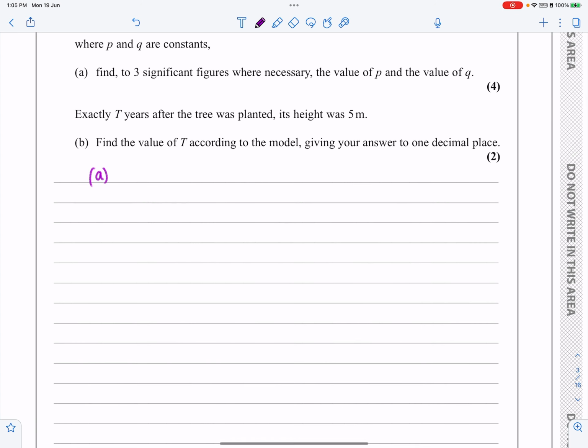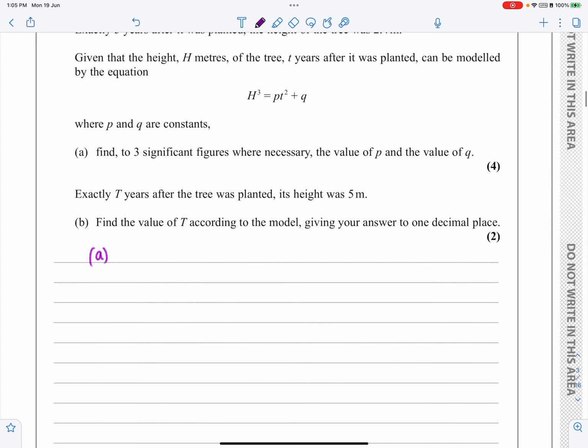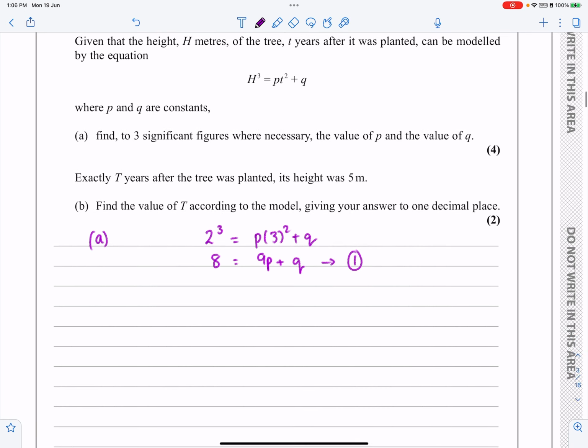All we need to do is to substitute, first of all, the information of 2 and 3 in. So I'm going to get 2 cubed is equal to P lots of 3 squared plus Q. That's going to give me 8 equals 9P plus Q. That's going to be equation number 1.